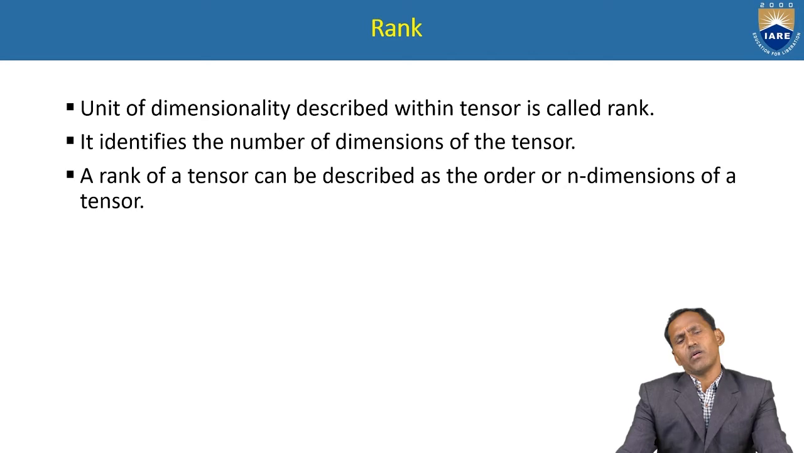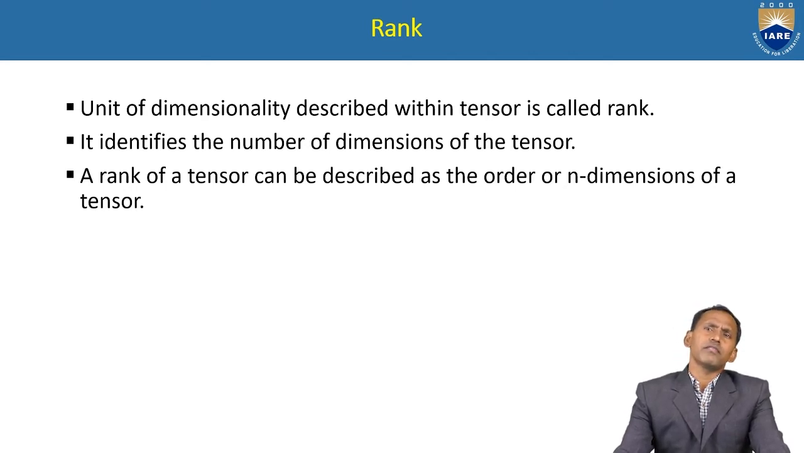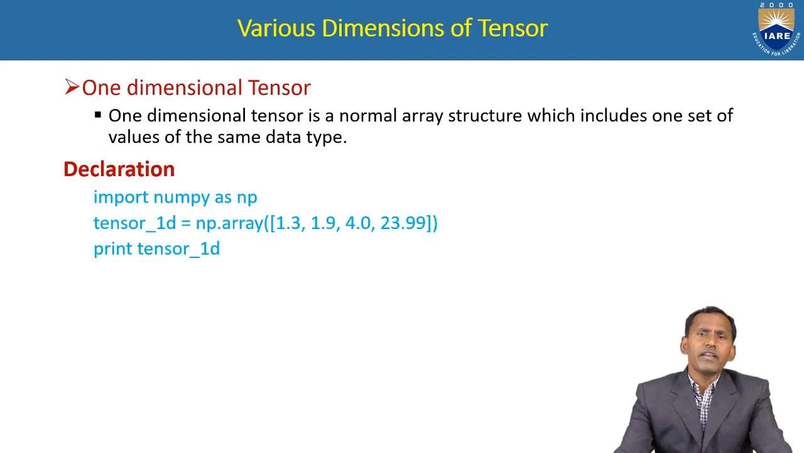Now coming to the rank of a tensor. Rank is a unit of dimensionality described within the tensor, and it identifies the number of dimensions of a tensor. The rank of a tensor can be described as its order. So there are various dimensions of tensors: one-dimensional tensor, two-dimensional tensor, etc.